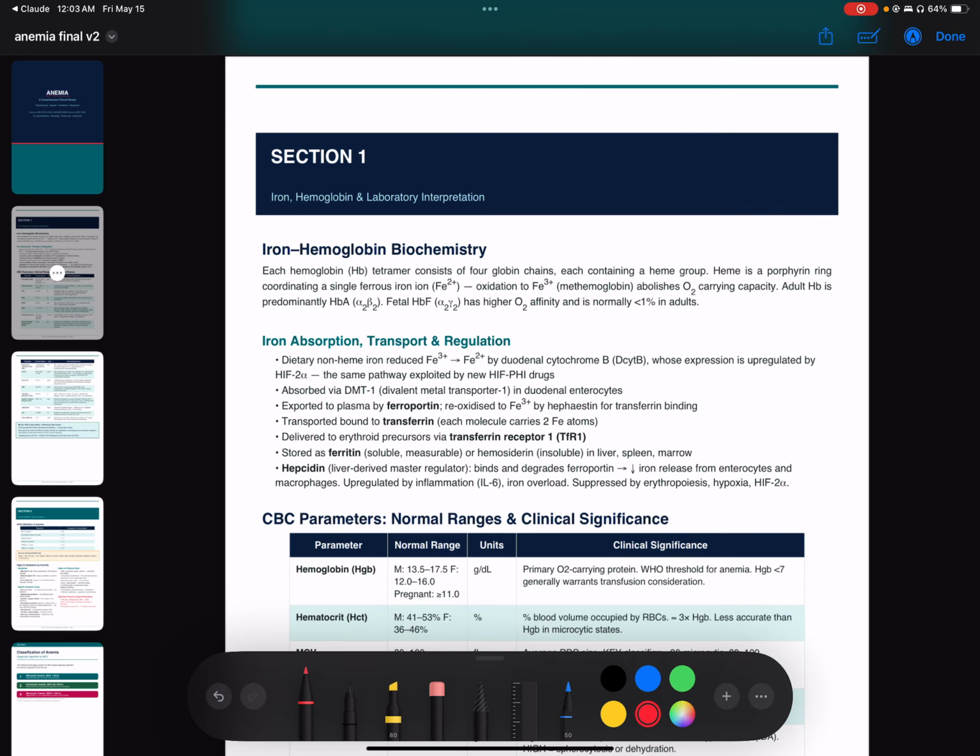So we have iron hemoglobin biochemistry. You probably know that hemoglobin is just heme and globin. And globin, we have alpha 2 and beta 2 globin, and it's a tetramer, which means we have four of these, and each one of the globins binds to heme. And heme is just a porphyrin ring, and inside this porphyrin ring, there's Fe2+, which is the iron. So each hemoglobin has four globin chains. Each one has a heme group, and heme is just the ring plus the Fe2+.